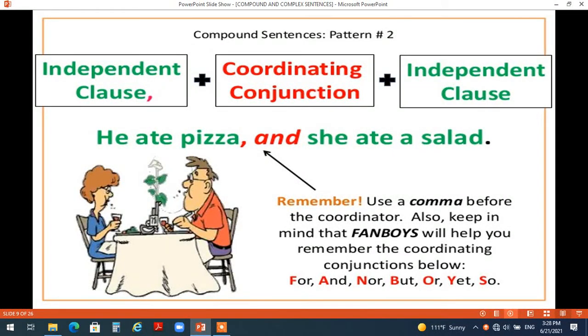Here are the coordinating conjunctions in English, which we will study in much detail in our next lecture, inshallah. These coordinating conjunctions include for, and, nor, but, or, yet, and so. To remember these conjunctions easily, the first letter of each of these conjunctions has been put in one word, which is fanboys, to make it easier for you to remember all these conjunctions.